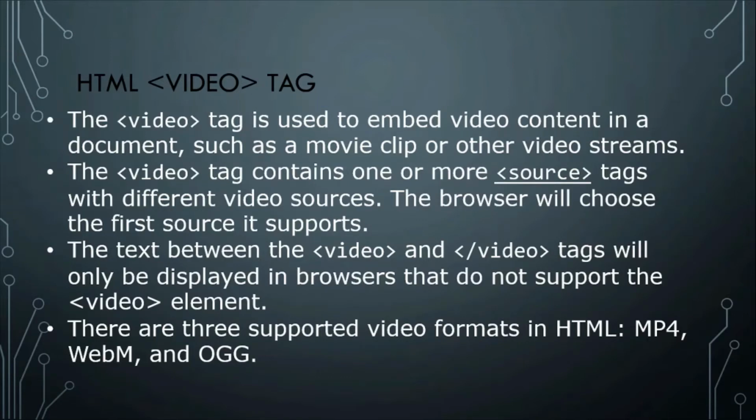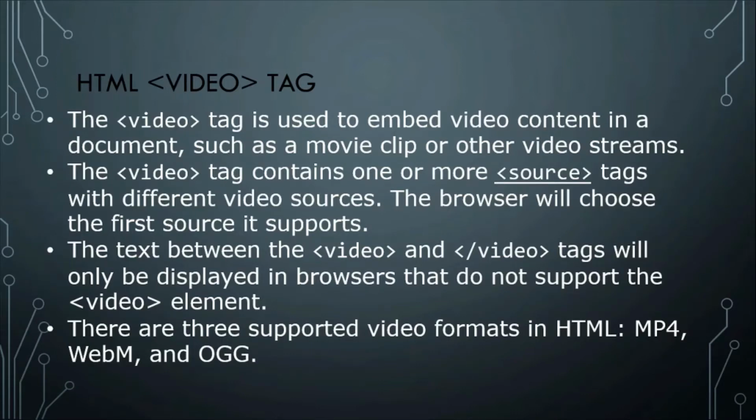The video tag contains one or more source tags with different video sources. The browser will choose the first source it supports. So the video tag can also contain many source tags. As you know, the source tag is used to insert the URL, like we did in the HTML audio lesson, so you can also see that. In that also we can use many source tags, and in both cases the browser will choose the first source that is supported by the browser.